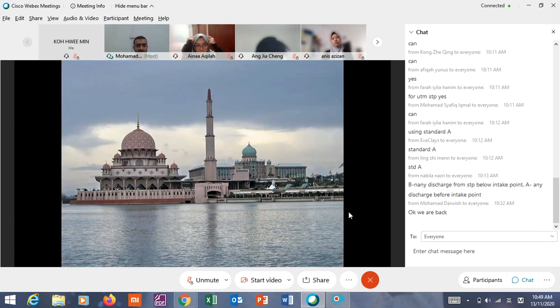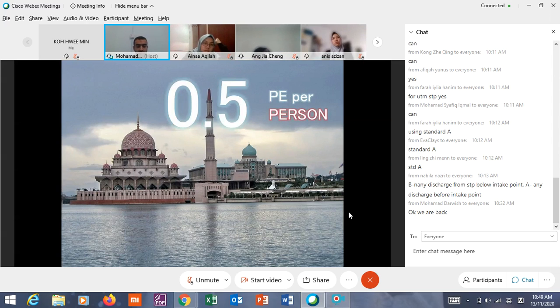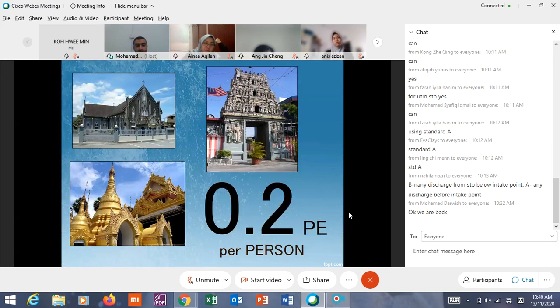Then for the mosque or masjid, it is 0.5 per person. If the masjid can occupy like 500 or 1,000 people, multiply by 0.5. Then it goes to the temples. All other temples are 0.2 PE per person.